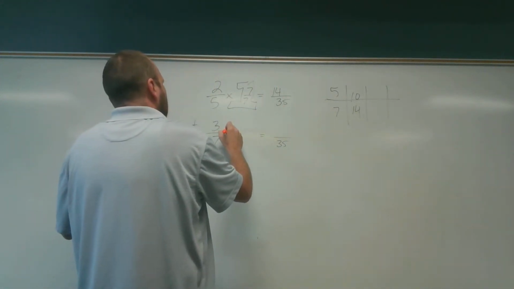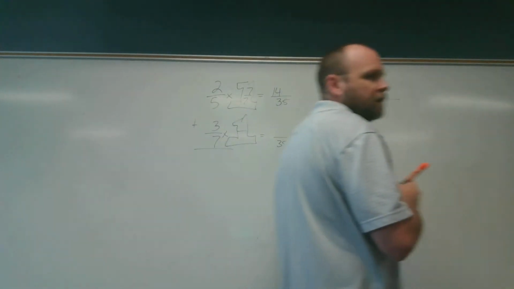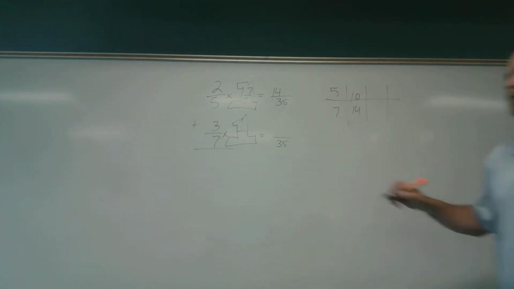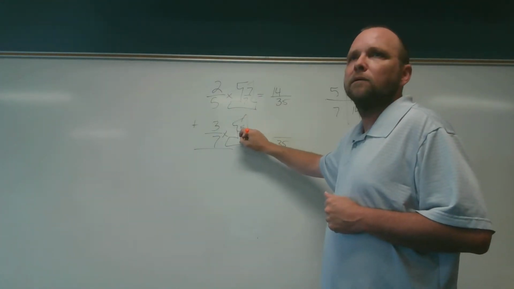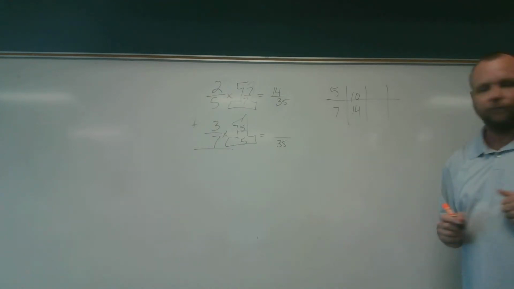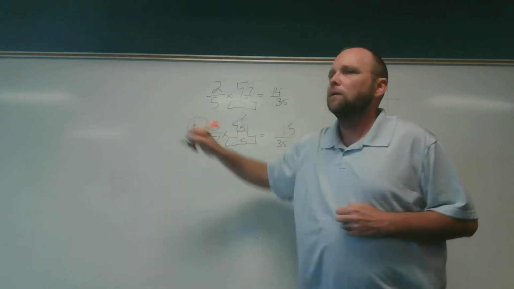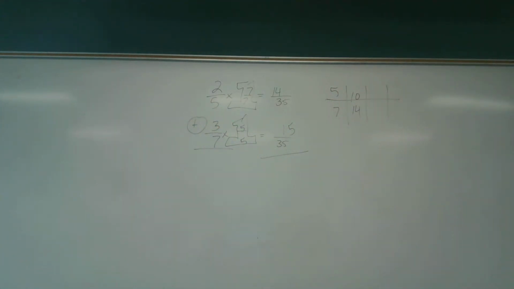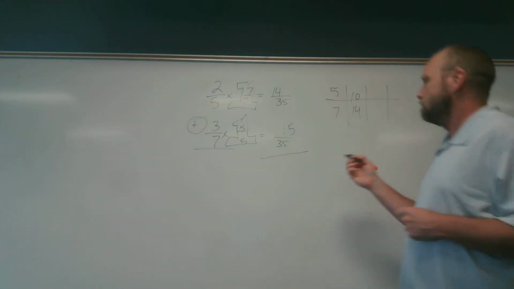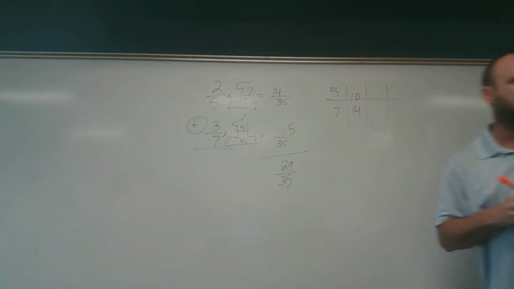Reagan, what would I multiply 3/7 by to give me a denominator of 35? 5/5. Awesome. Peyton, what's my numerator? Your numerator would be 15. I go over and check the sign, make sure I know what operation it is. And Reagan, 14/35 plus 15/35 is? 29/35.